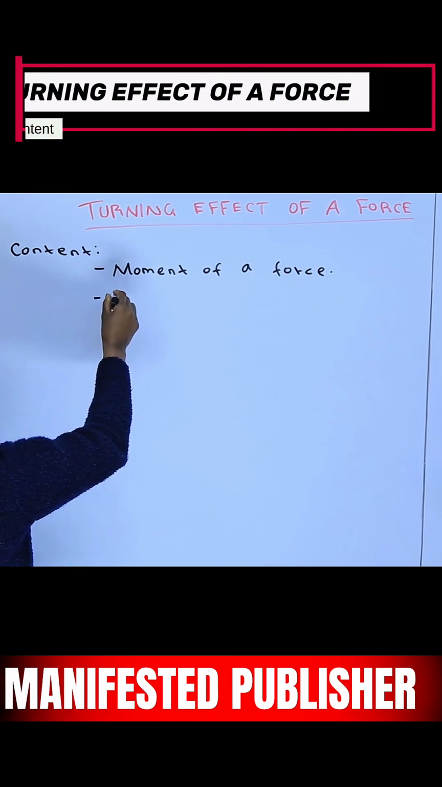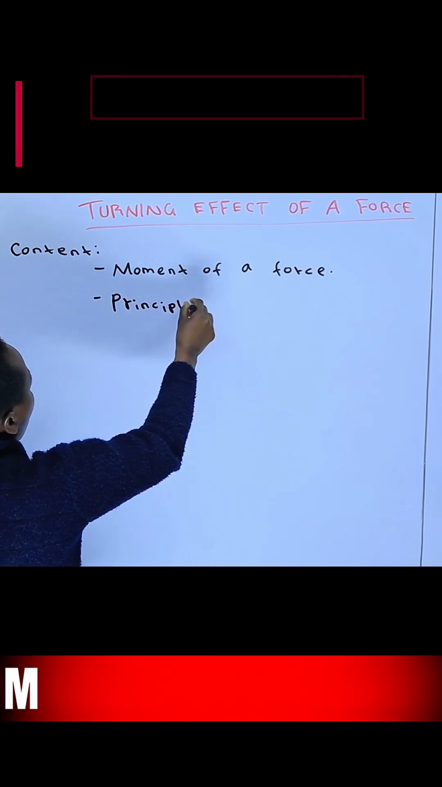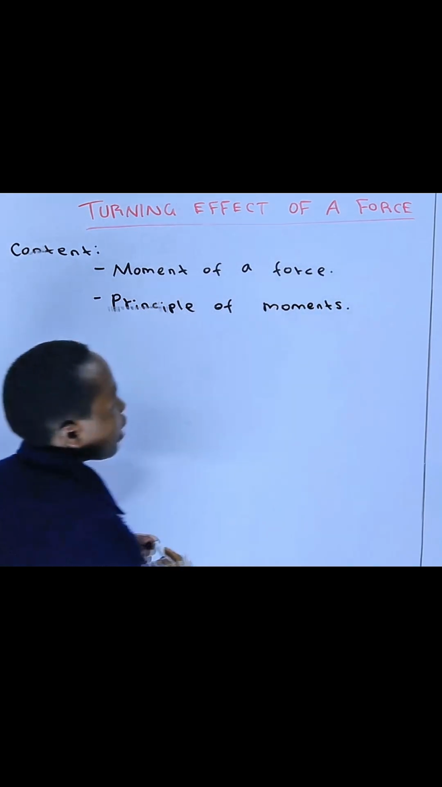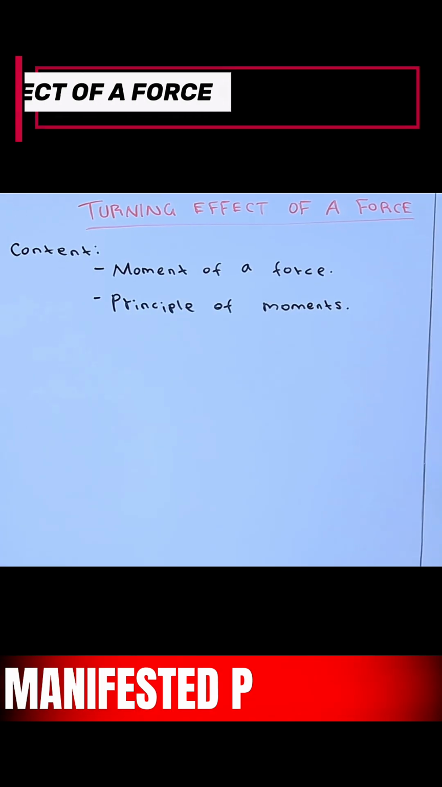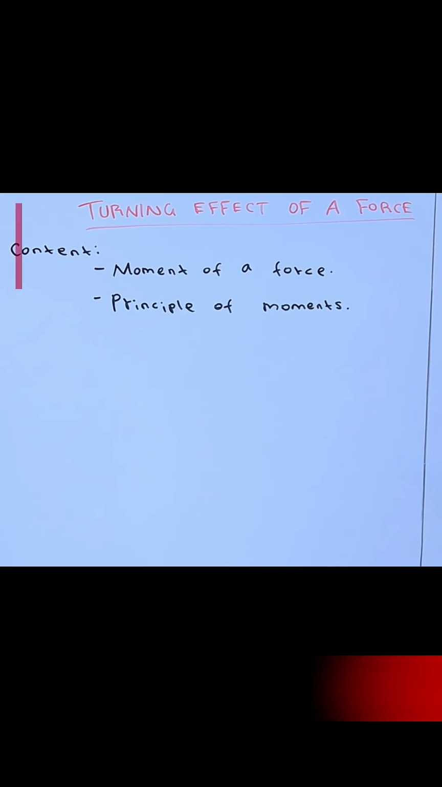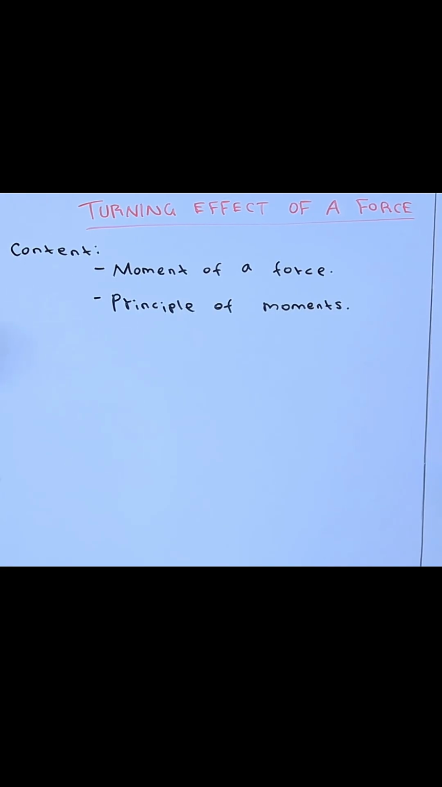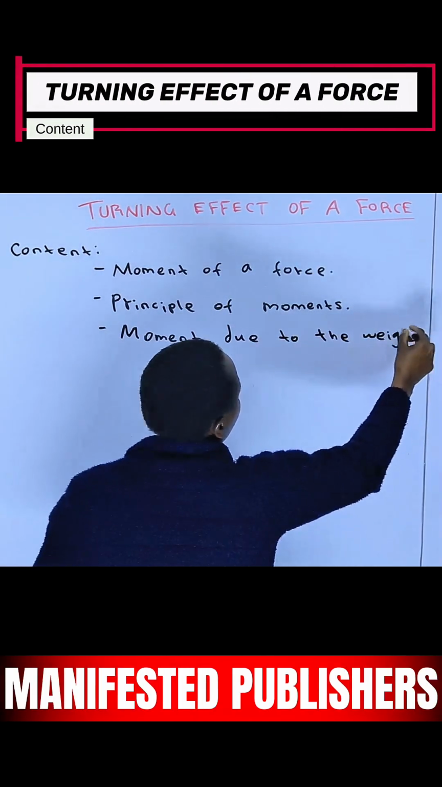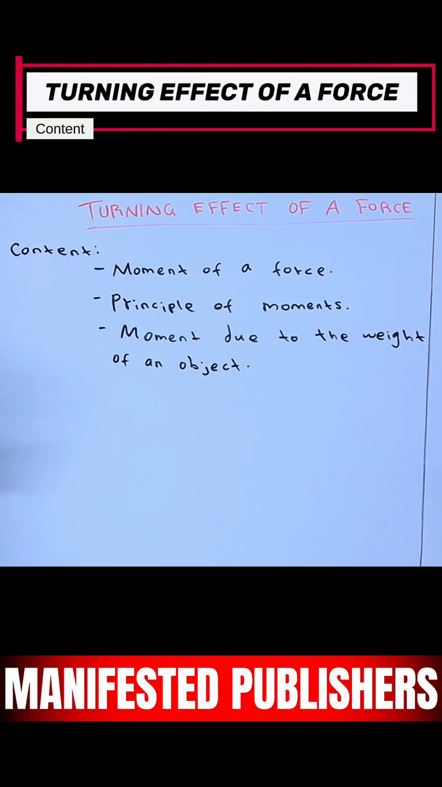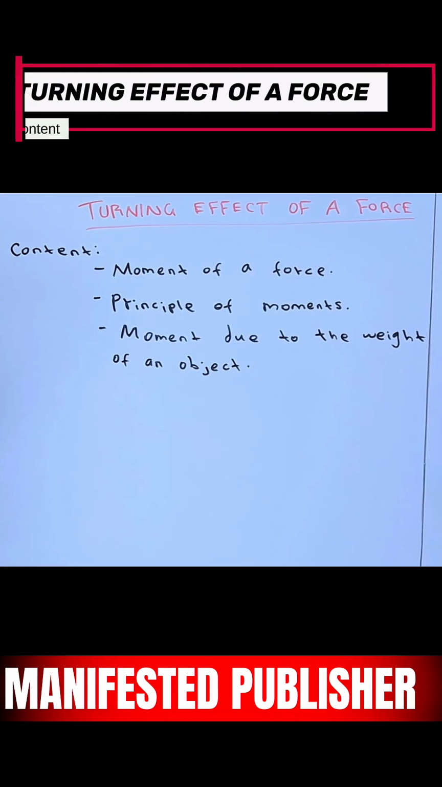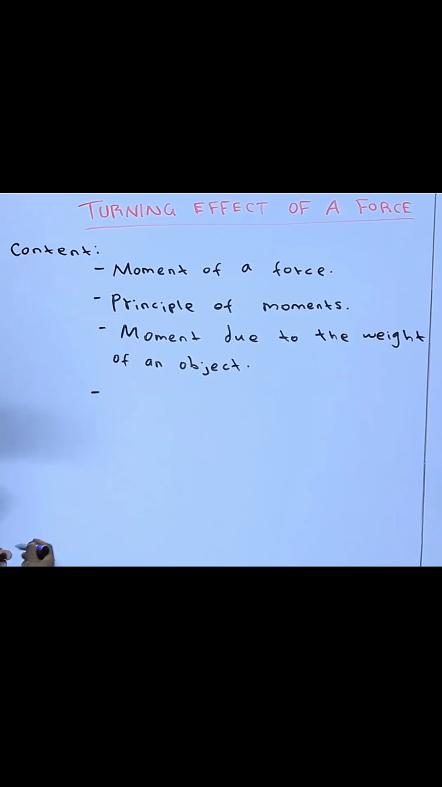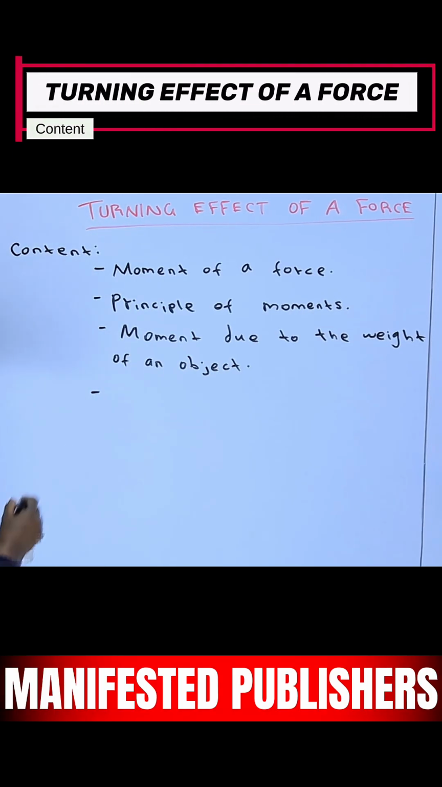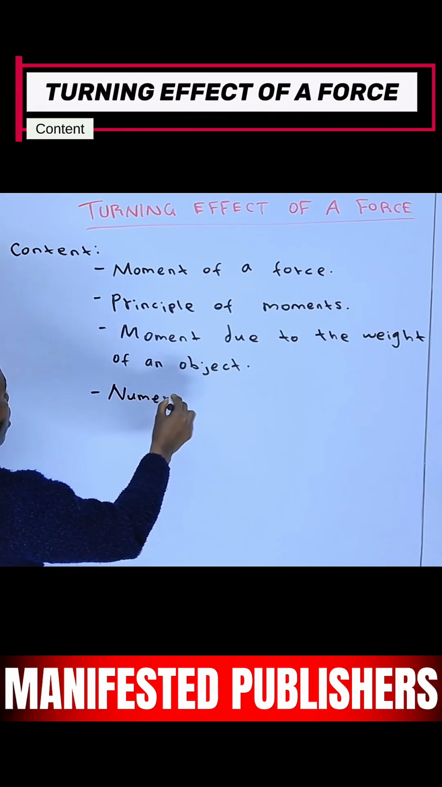Then we are also going to look at the principle of moments. We are going to do an illustration which will help us state the principle of moments, and then also use that principle in calculations. Then we are also going to look at moment due to the weight of an object, and in this we are going to involve ourselves in calculations. And finally we are going to look at a sample of questions from this topic. So we are going to do some calculations.